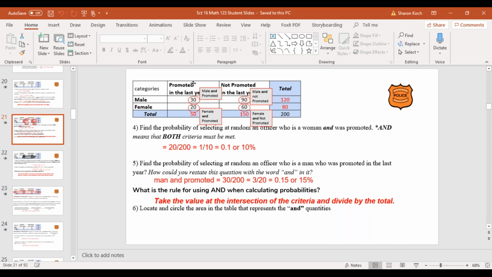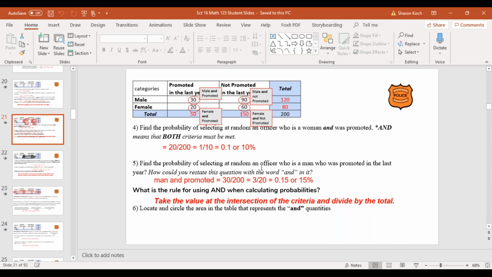So I come over here and it says promoted and then female. Okay, so that means 20 of the people out of this whole group were females that were promoted. Okay, so they're "and" promoted. So both things were true when we see the word "and". So that's basically going to be 10%.